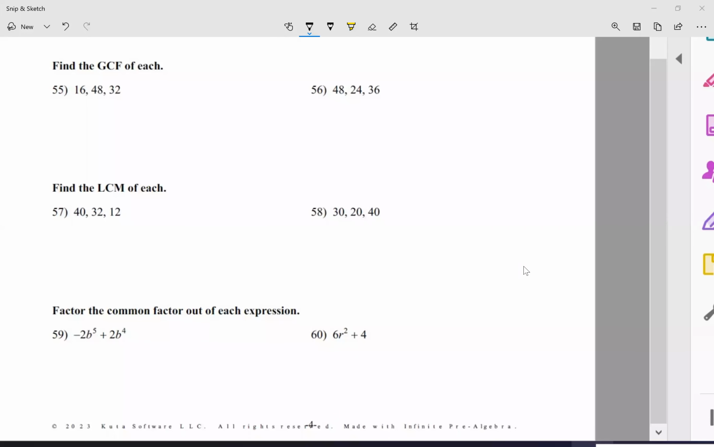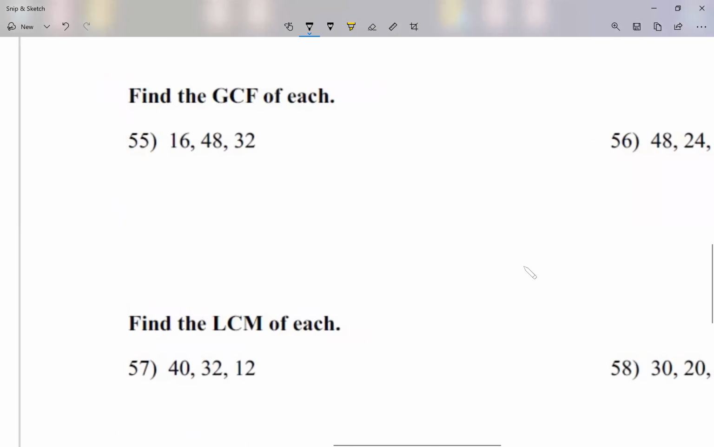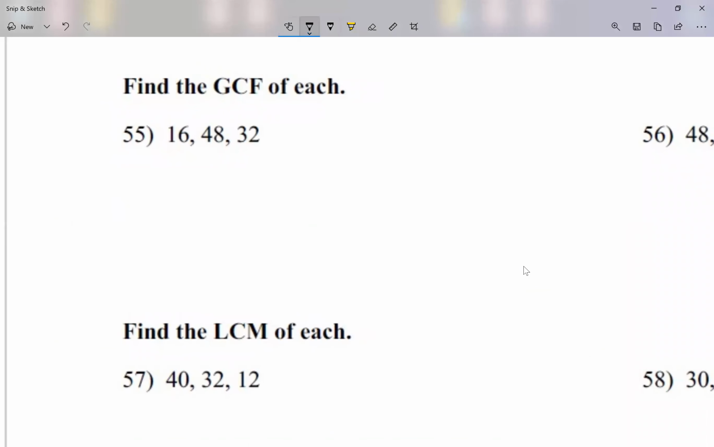Okay, so let's do a good review of this unit. First thing we're going to review is the greatest common factor. So let me find the factors of all my numbers.